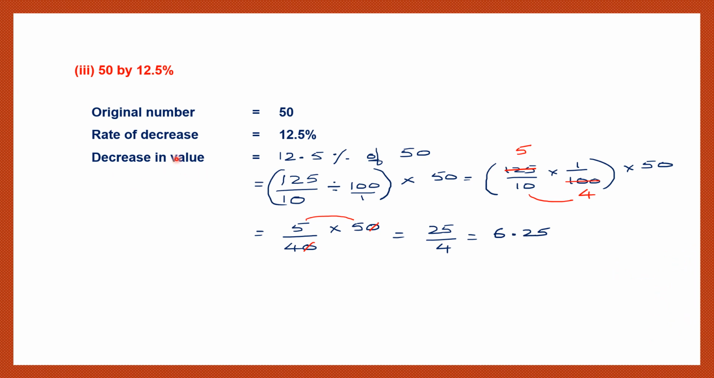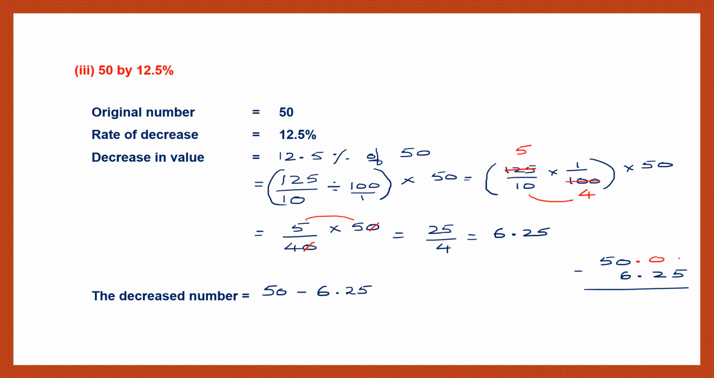So now to find the decreased number, we have to take the original number and subtract 6.25 from it. So let's do that. To find the decreased number, 50 is the original number. We're going to subtract 6.25 from that number. So 50 is the whole number, minus 6.25. 6 is the whole number, 0.25. Now we have to make them like decimals.